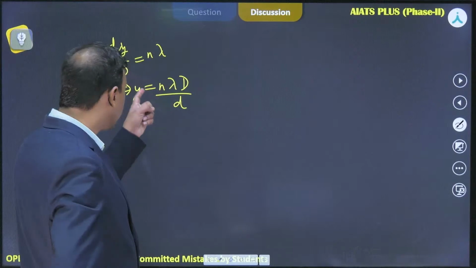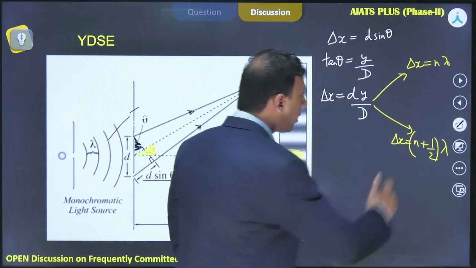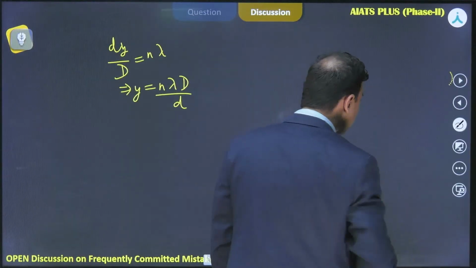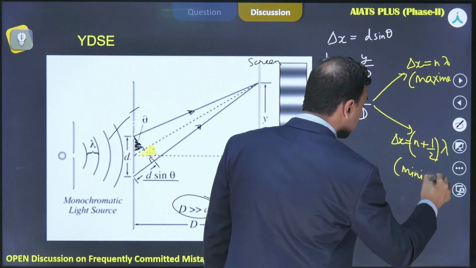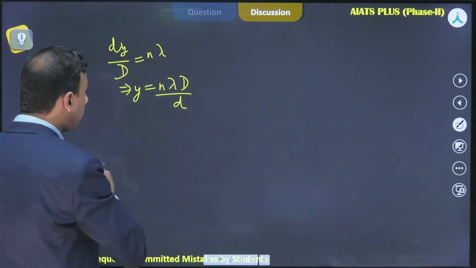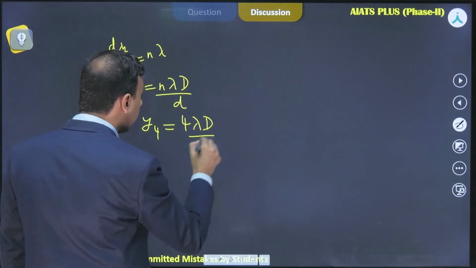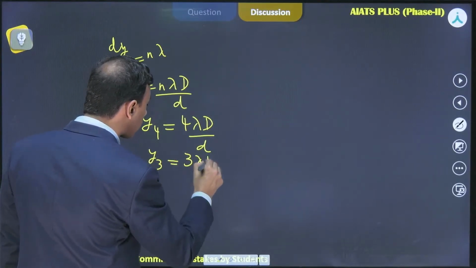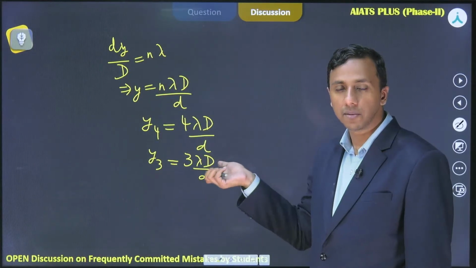What does that mean? This was for maxima, and I can write it down over here. And this one was for your minima. The n signifies which maxima it is. Let's say you put n equal to 3 or n equal to 4. For n equal to 4 it is 4 lambda D by small d, or at n equal to 3, it becomes 3 lambda D by small d. That means the fourth maxima, third maxima, like that.